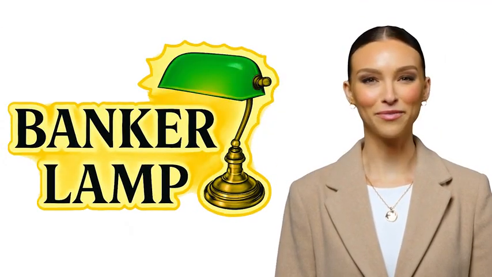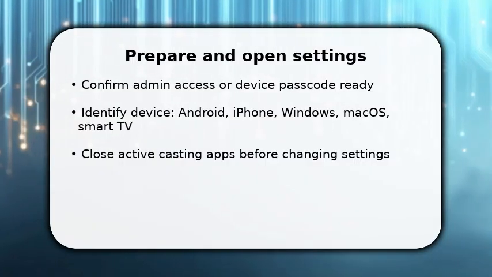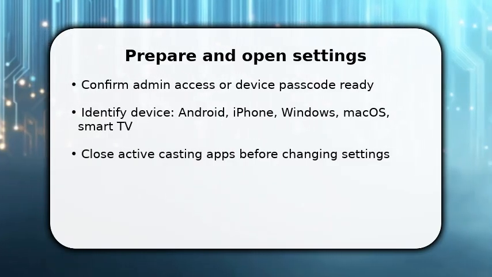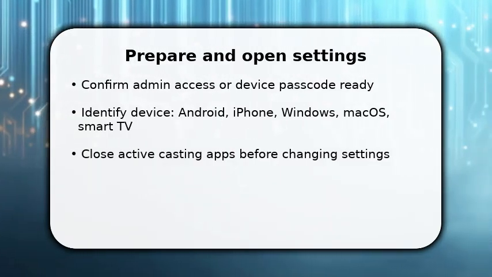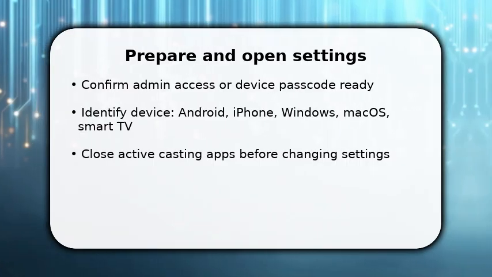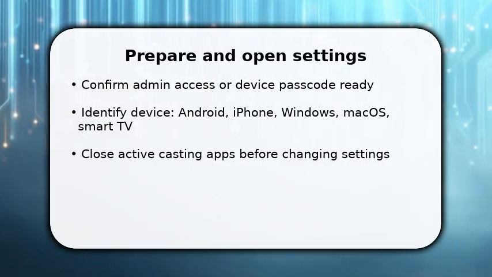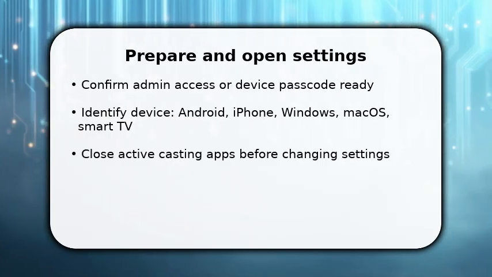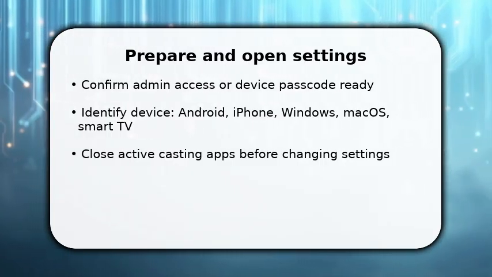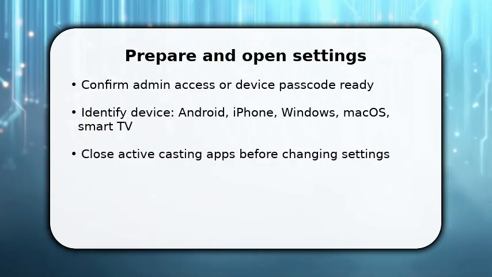Please enjoy the video. You start by confirming you have the right access. This prevents interruptions. On your phone or computer, open Settings immediately and go to Connections, Display, or Network depending on the platform. Once there, locate Screencast, AirPlay, Smart View, or Nearby Sharing, names vary.